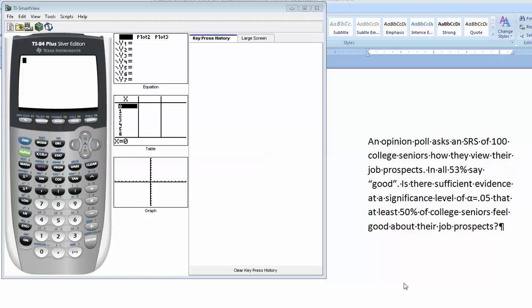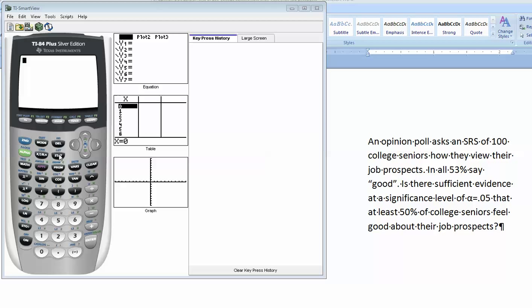Now, when we say this at least 50%, that's what we're calling our p sub 0, 0.5. And we want it to be 0.5 or more. So the alternative hypothesis would be the other direction, that it's less than 0.5.